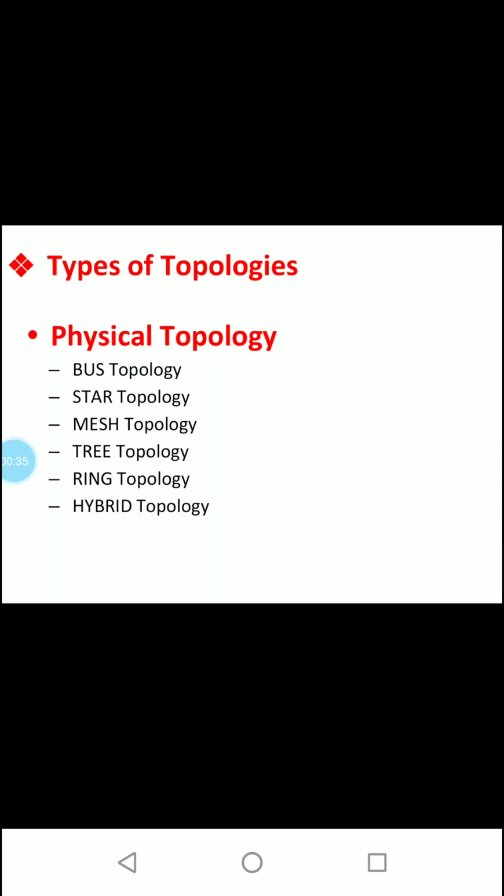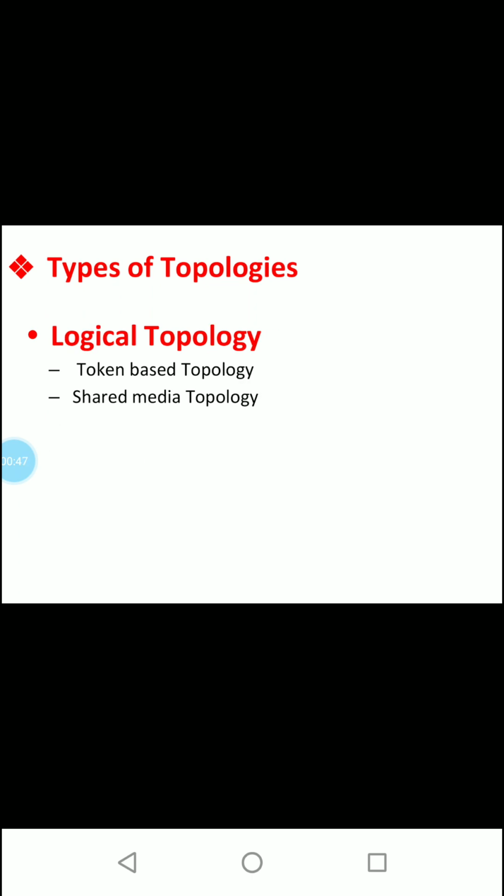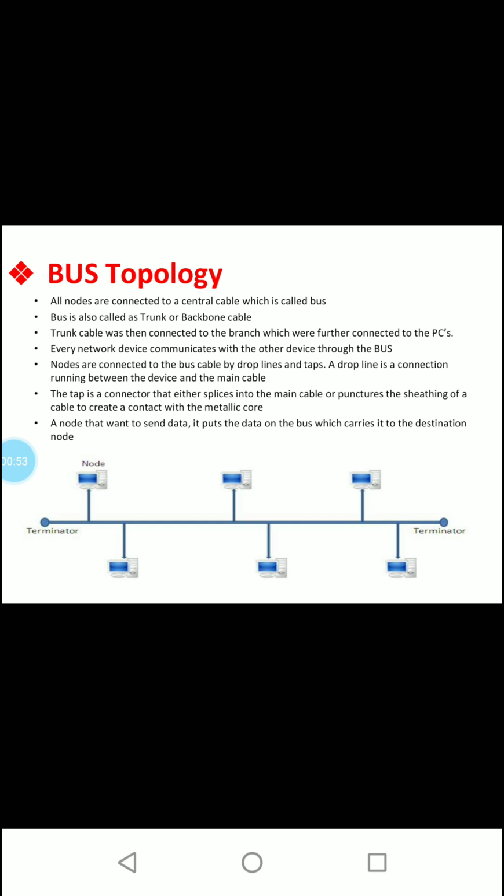Types of topologies. Physical topology broadly contains a number of types like bus topology, star topology, mesh topology, tree topology, ring topology, and hybrid topology. And the logical topology contains the token based topology and shared media topology. One by one we learn all these things. Look at the figure. The first topology of the physical topology category is the bus topology.